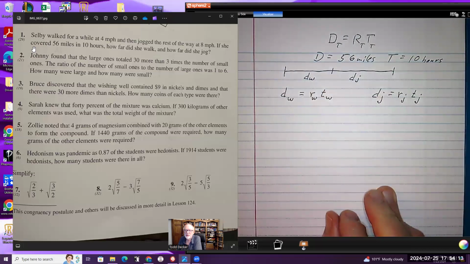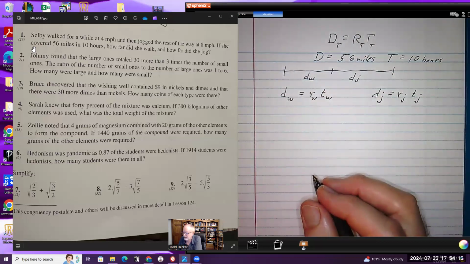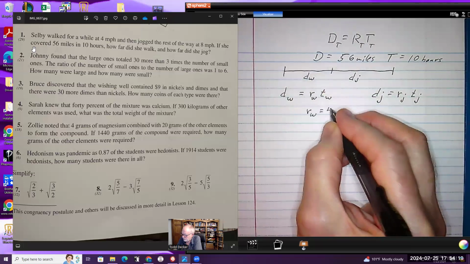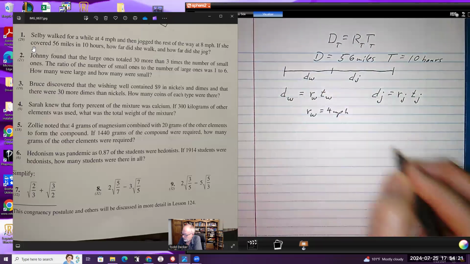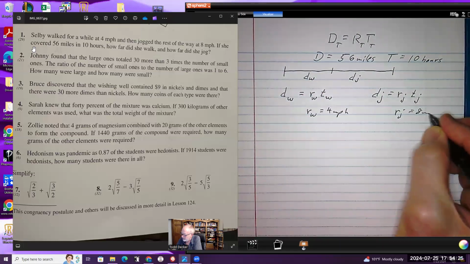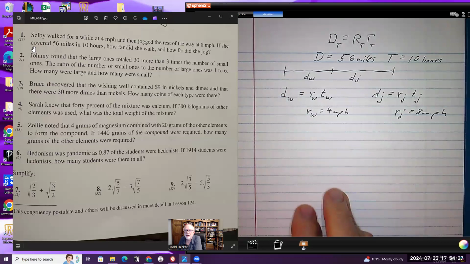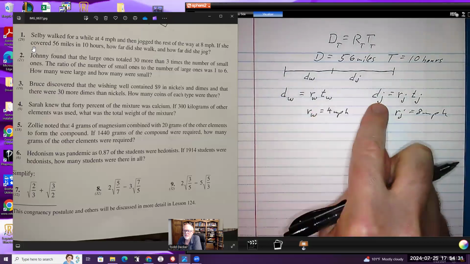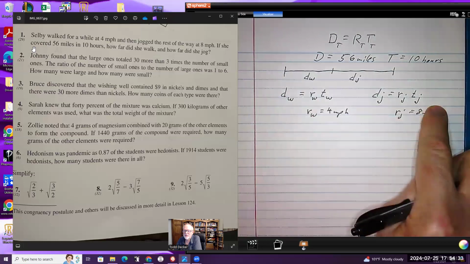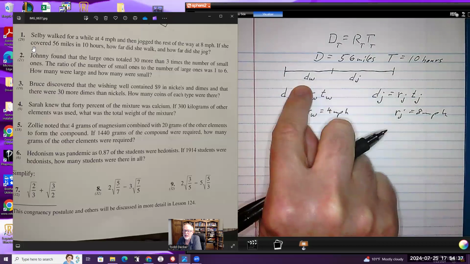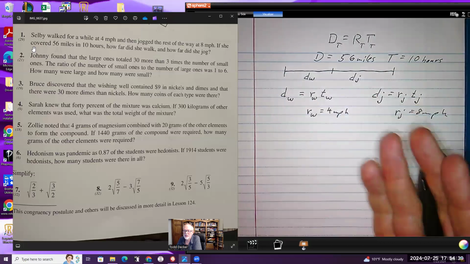And what else they give you? Well, they give you her walking rate. We know her rate of walking was 4 miles per hour. We're also given her jogging rate of 8 miles per hour. So we've got all this information. We've got 1, 2, 3, 4, 5, 6 different variables, right? D sub W is not the same as D sub J. Same with the rates, same with the times.